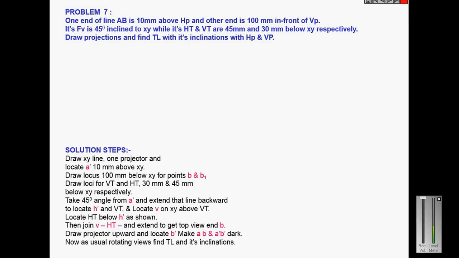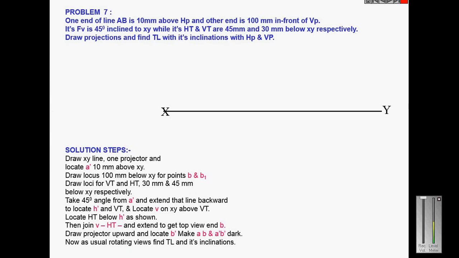Its front view is 45 degree inclined to XY line. Front view makes an angle called apparent inclination alpha. So alpha is 45 degree, while its horizontal trace and vertical trace are 45 millimeter and 30 millimeter below XY respectively. So its horizontal trace is 45 millimeter below XY line, and vertical trace also 30 millimeter below XY line. So draw the projections and find the true length and the inclinations with horizontal plane and vertical plane.